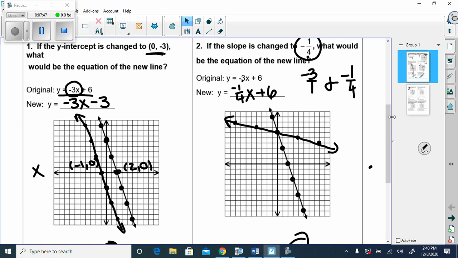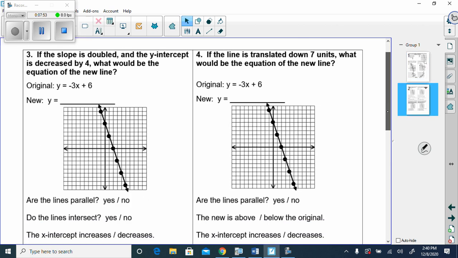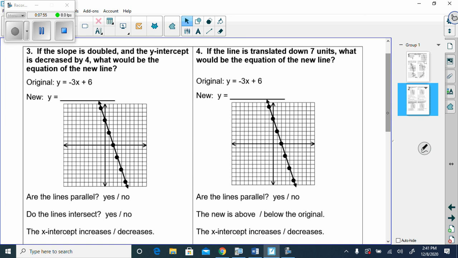All right. Okay, so let's flip it over on the back. Okay, number 3 asks what would happen if the slope is doubled. Well, my current slope is negative 3. If I'm doubling it, what am I multiplying it by? 2. Good. Which would give me negative 6. So my new slope is negative 6.